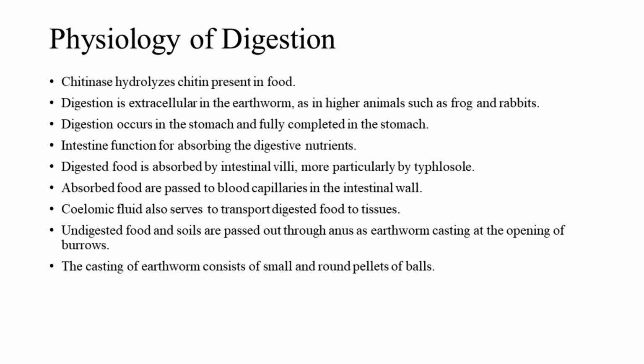Digestion is extracellular in the earthworm, as in higher animals such as frogs and rabbits. Digestion occurs in the stomach and is fully completed in the intestine. The intestine functions for absorbing the digested nutrients. Digested food is absorbed by intestinal villi, more particularly by the typhlosole. Absorbed food is passed to blood capillaries in the intestinal wall.